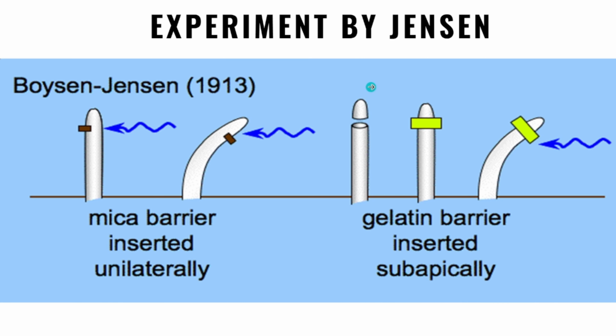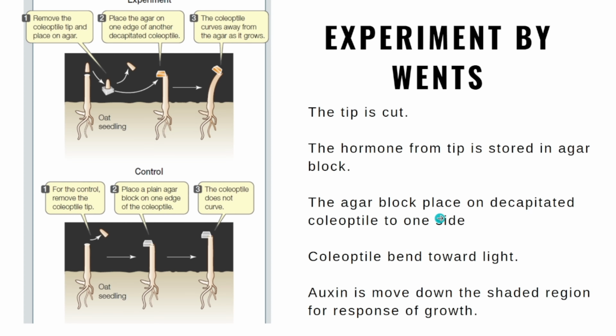They cut off the tips, but then they put the gelatin barrier here and put back the tips on the upper side. They can still bend. So this means that oxygen still accumulates here, and oxygen can still diffuse through the gelatin barrier.